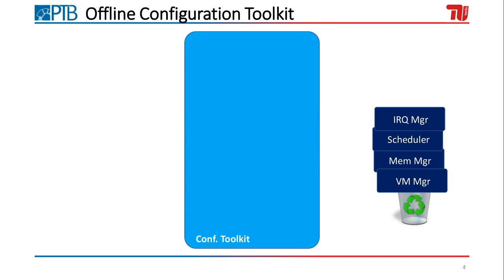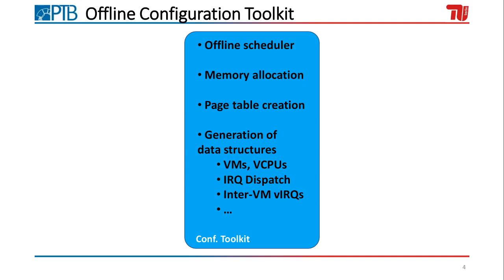So what do we do with all these components we removed? Well, we have to move them somewhere, right? We need to specify what VMs we have, what memory constraints they have, and so on. So those come back out from the basket, and we put those into an offline configuration toolkit, which will create the offline schedule, do all the memory allocation and placement, create directly all the binary page table data and only inform the hypervisor where the base addresses are, and also generate all the necessary data structures for that.